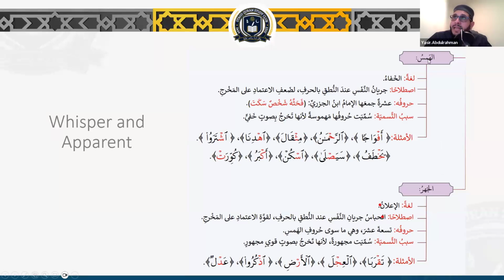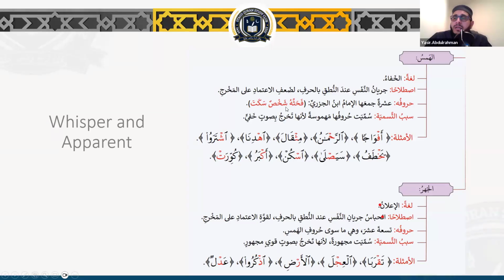If you talk about al-hams, whispering linguistically means making it a lower voice or making it kind of not apparent. It's not clear. But in Quran Tajweed, it's basically the running of the air during pronouncing the letter, because the letter doesn't depend much on the articulation point. And it has 10 letters. These 10 letters, Imam al-Jazari combined them in this sentence, which is فحثه شخص سكت.